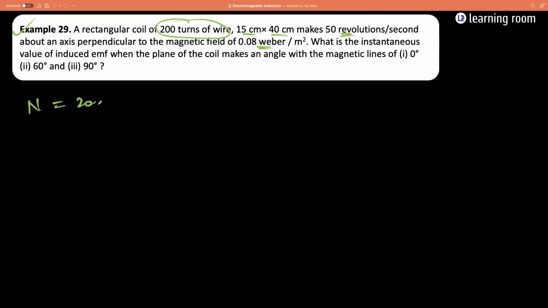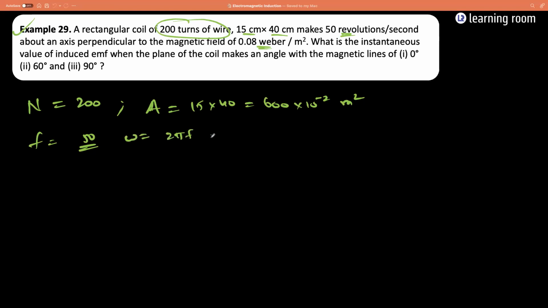So capital N is 200. Area is going to be 15 into 40. That is going to be 600 into 10 power minus 2 meter square. f will be equal to 50 revolutions per second. Then omega is how much? 2 pi into f. That will be 100 pi radians per second. Right. And magnetic field is how much? 0.08 Weber per meter square.